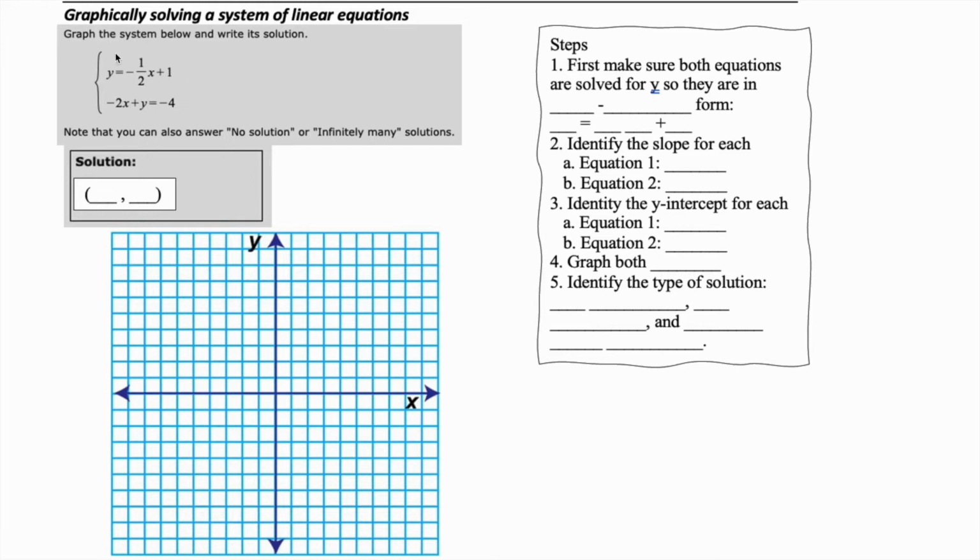So in order to graph these pretty easily, we want them to be in y equals mx plus b form, which is our slope-intercept form, because it makes it super easy to graph. And you can kind of see I've stepped through this over here. So first, make sure that both equations are solved for y, so they're in slope-intercept form, because y equals mx plus b, and I've color-coded. So m is what stands for slope in this equation, and b stands for the y-intercept. So hopefully that makes sense.